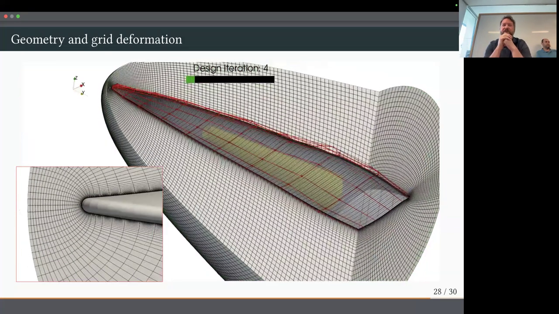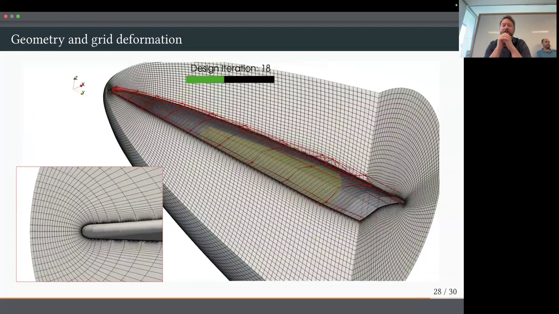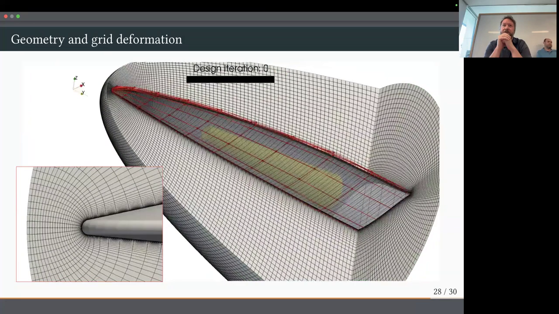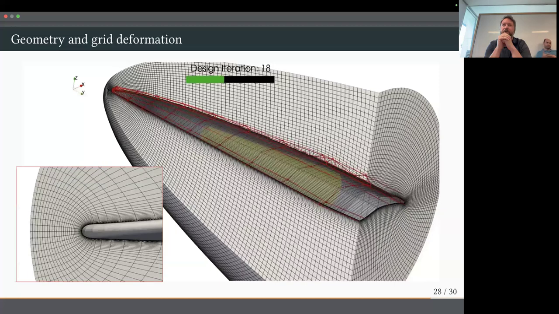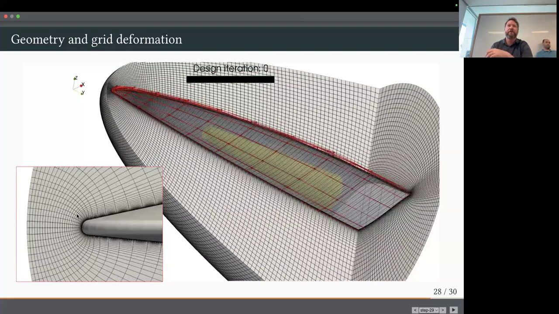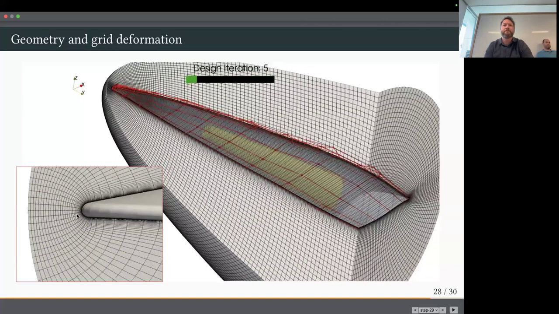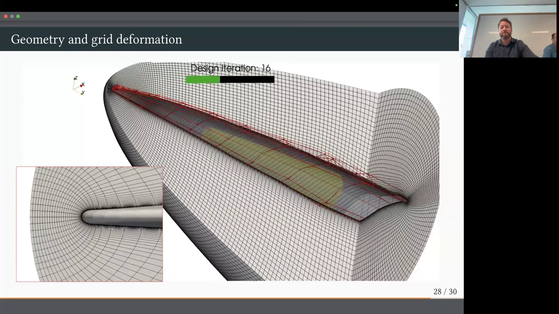This animation is just going to show you some of the detail. You can see the red cage being those B-splines near the surface, and you can see how the volume grid is also deforming throughout the design iterations. And we've kind of zoomed in on the nose as well.